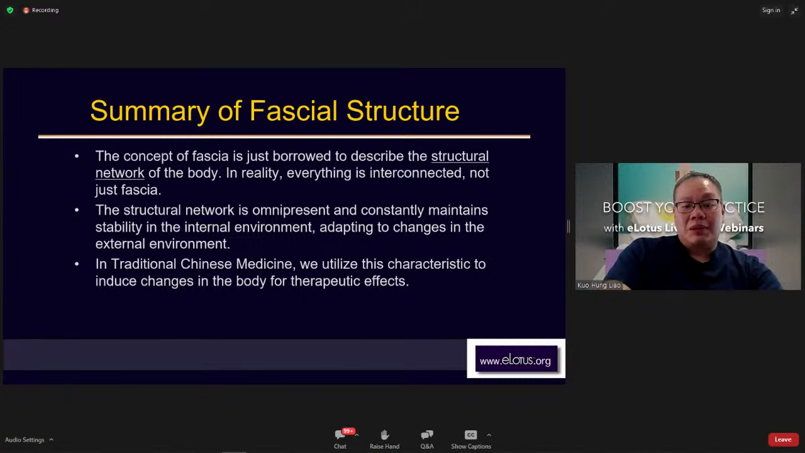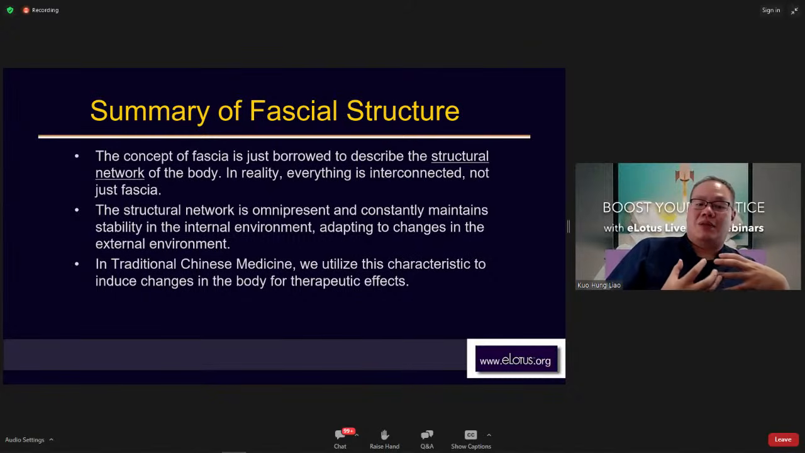Okay. The structure network is constantly maintained, stable and sustained in the internal environment, adapting to the change in the external environment. So while we are one organism, it's because we can maintain ourselves stable. How we maintain stability is by the fascial structure, by the neural structure, by the circulation structure. Okay. In traditional Chinese medicine, we utilize this characteristic to induce the change in the body for the therapy effects.